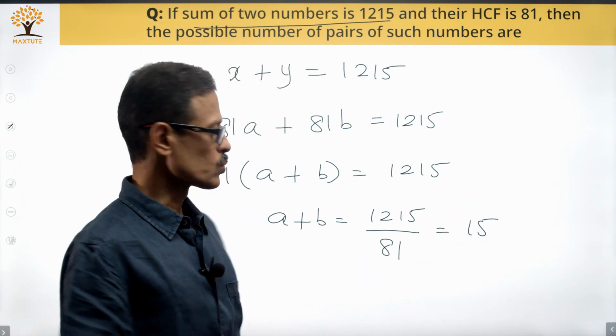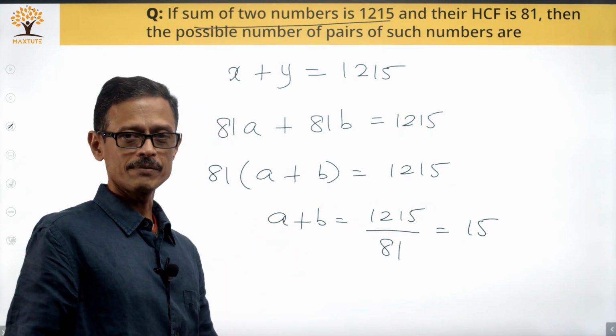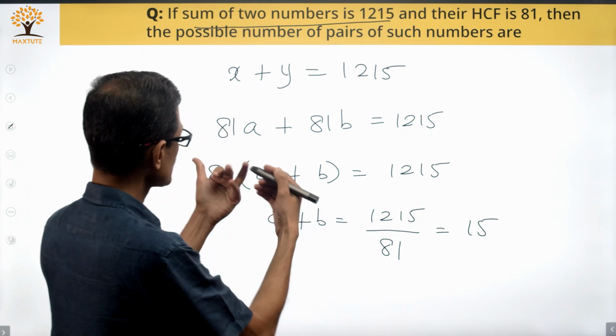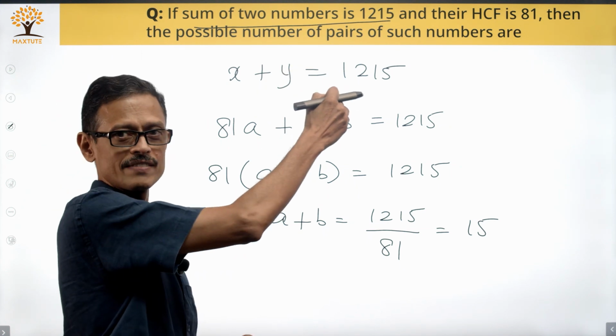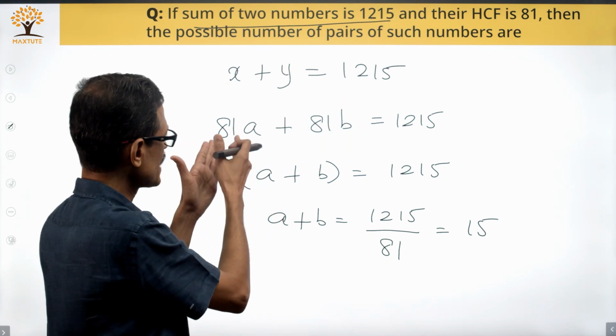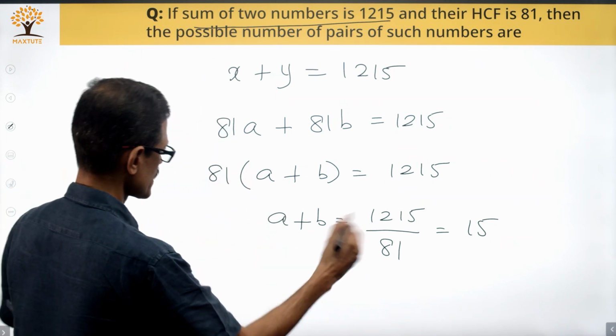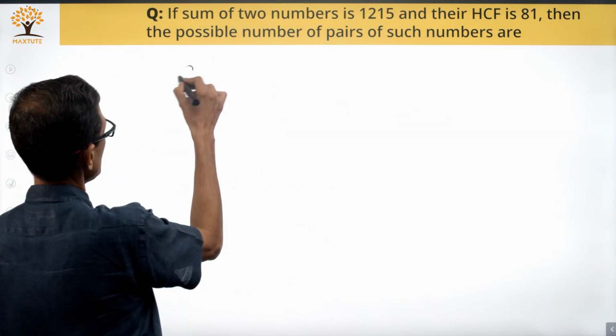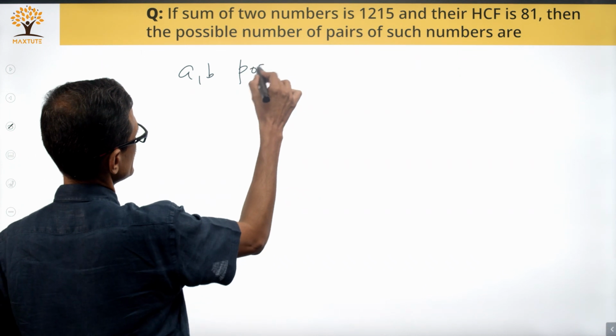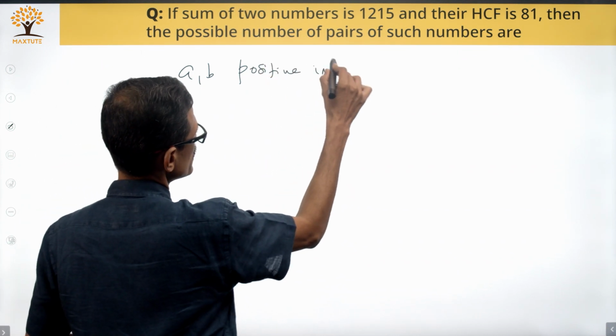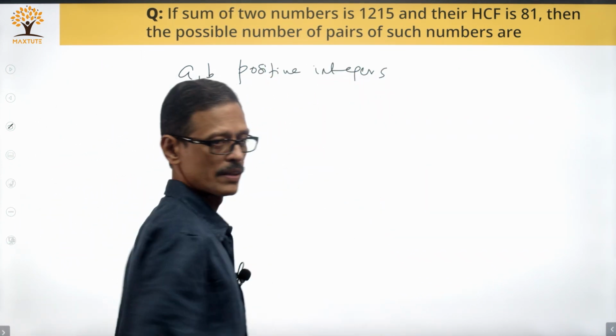Next step is: what kind of numbers will a and b be? First and foremost, we know these are positive integers. For x and y are positive integers, and essentially 81 times a positive integer plus 81 times a positive integer is what is going to give us 1215. So step 1, let's just say that a and b are positive integers. Good, but this is not enough.